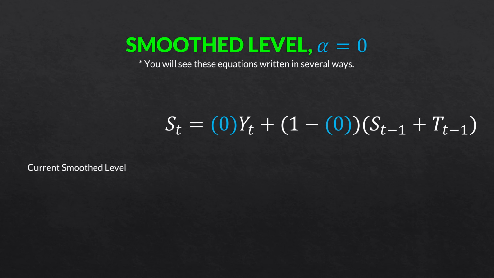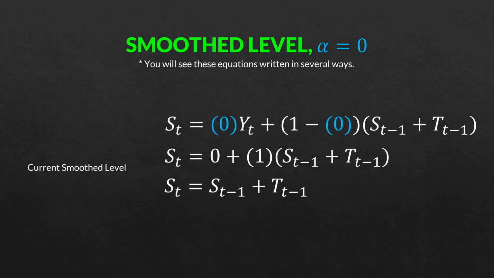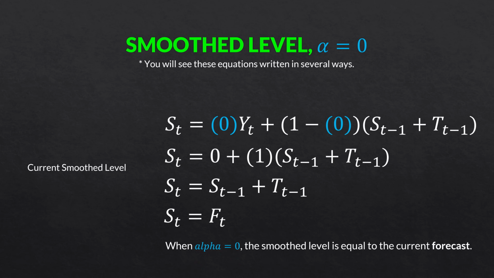So here's our current smooth level. We substitute 0 in where alpha is. So what happens? Well, we can see that in the first term we have 0 times our current value y sub t. Well, of course, that goes to 0. We go ahead and do that through, and then we end up with s sub t, our current smooth level, is equal to our smooth level from the prior period plus the smooth trend from the prior period. Well, there's another name for that. The name for that is the forecast.